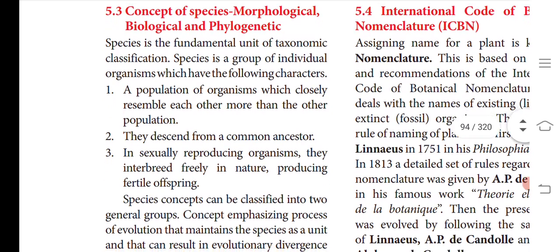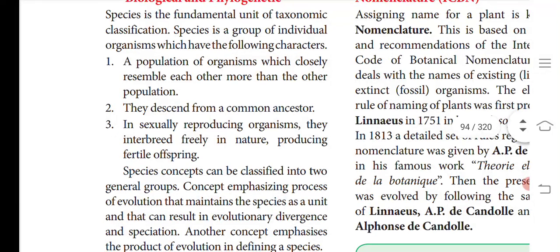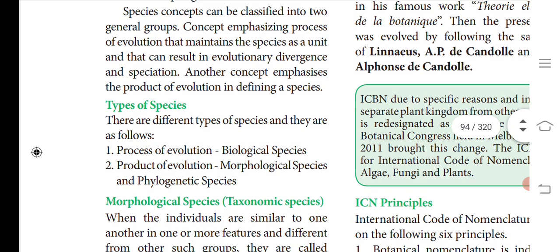Then the concept of species. Species is a fundamental unit of taxonomic classification. Species is a group of individual organisms which have the following characters. A population of organisms which closely resemble each other, okay, and they descend from a common ancestor. Sexually reproducing organisms, and they interbreed freely in nature. Okay, so once interbreeding occurs within the species, the offspring produced are mostly 90% fertile.